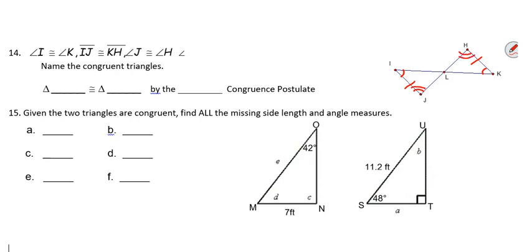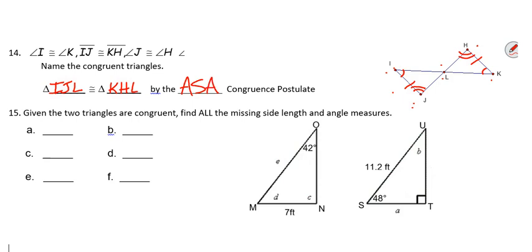So it says name the congruent triangles. So what I'm going to do is I'm going to name these by just looking at my arcs. So I've got 1 here, 2 here, and none there. So I'm going to say IJL. And so what I'm going to do over here on the right is what I did on the left. So I'm going to go 1, 2, none. So that's going to be KHL. And then how are these congruent? What do we have? We have an angle, a side, and an angle. So that is our congruence.